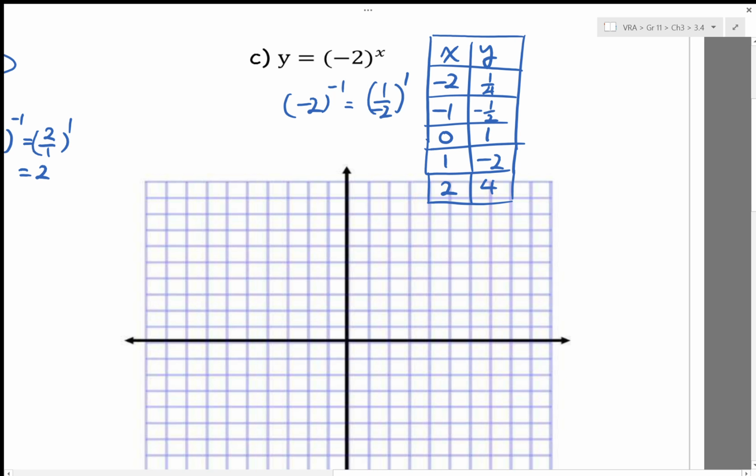So if I graph this, then 0 at 1, negative 2 at 1 over 4, negative 1 at negative half, 1 at negative 2, and 2 at 4. So if you kind of see it, the behavior of this graph becomes like that. Is this an exponential function? No, this is not, right? This is not an exponential function.